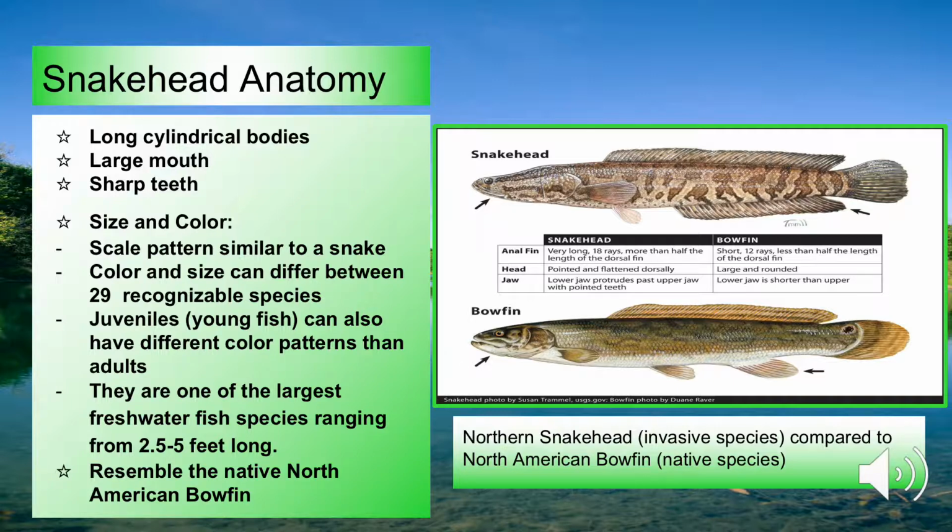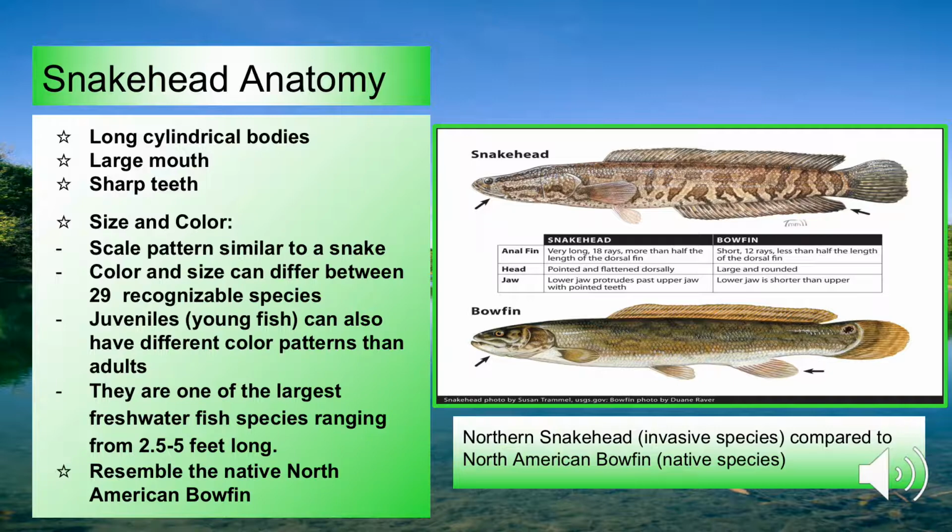As can be seen, snakeheads largely resemble the bowfin, which is a native species of North America. Snakeheads have long cylindrical bodies, large mouths, and sharp teeth. On the head of a snakehead, their eyes are located far forward and have larger scales in this area. The position of the eyes and scale pattern is similar to that of a snake, giving them the common name snakehead. Size and color patterns can differ across the 29 recognizable species.